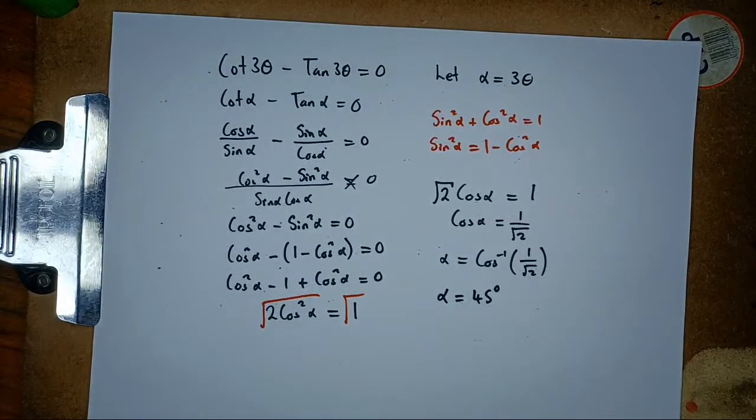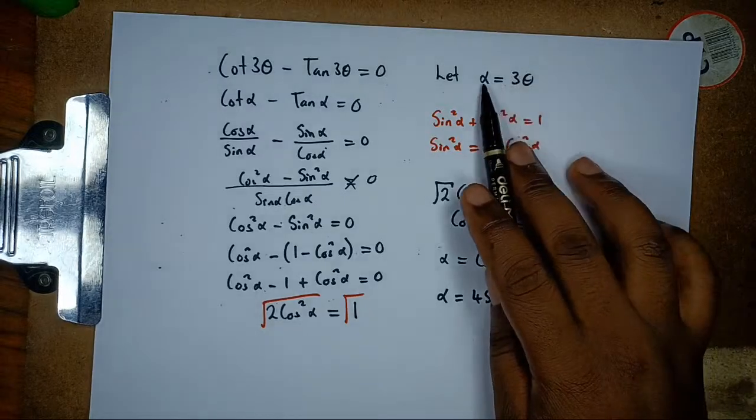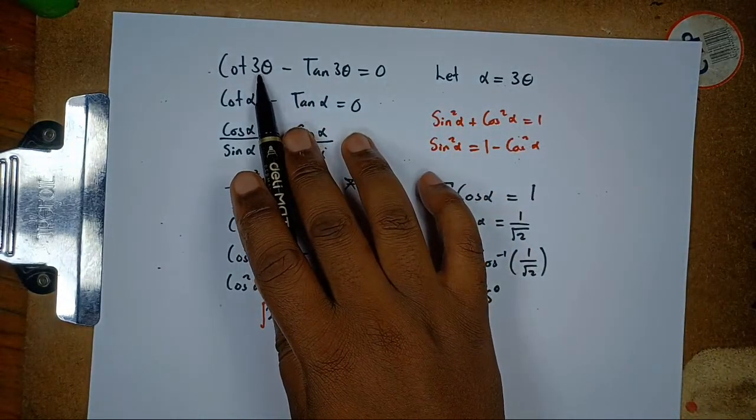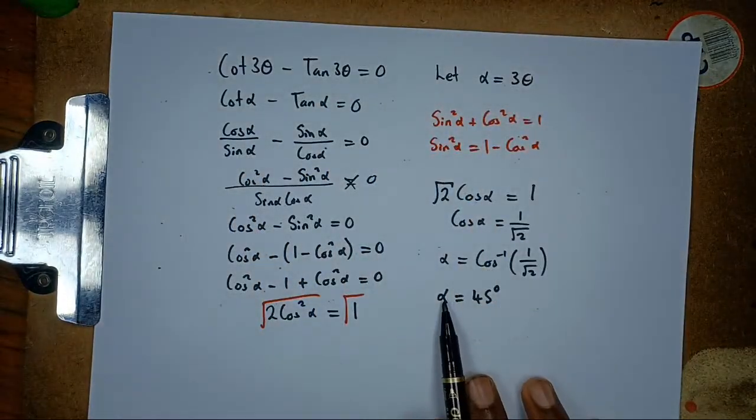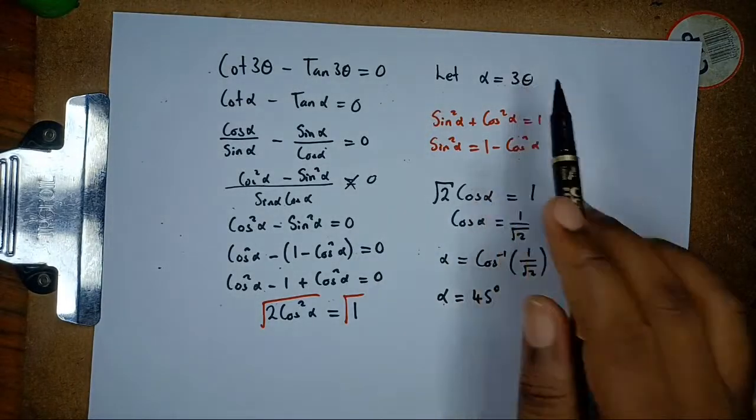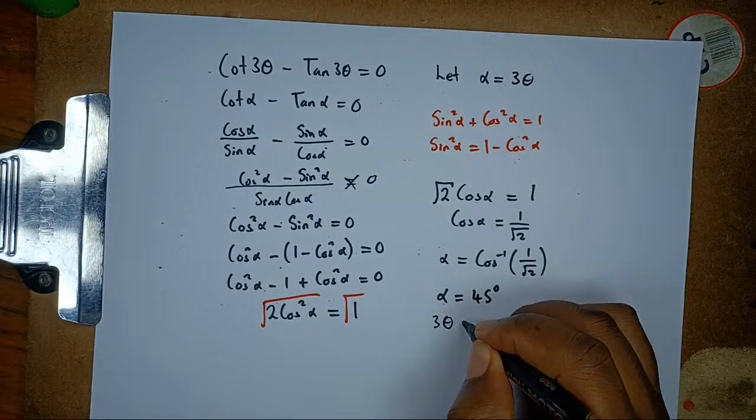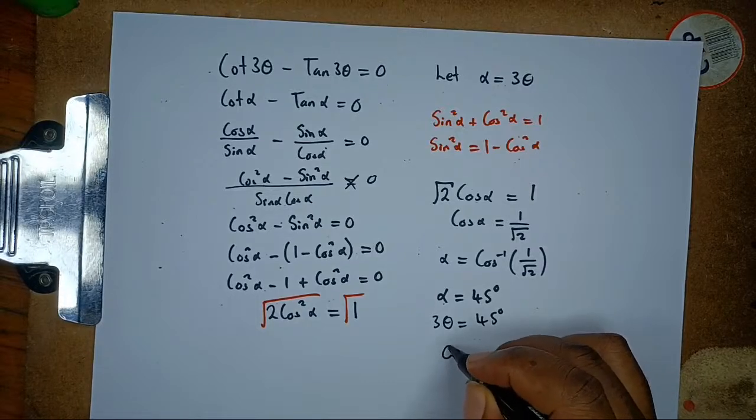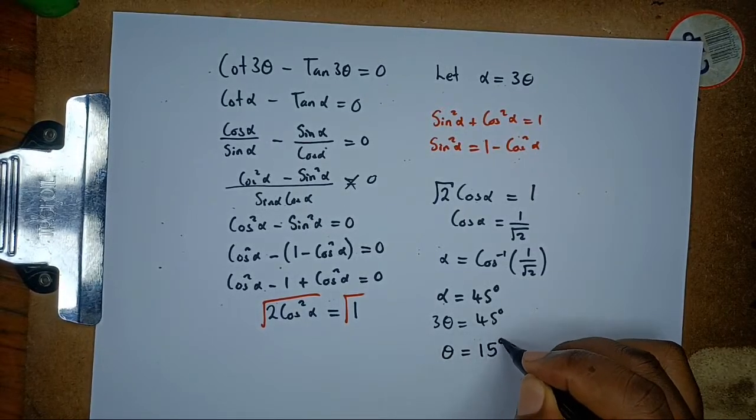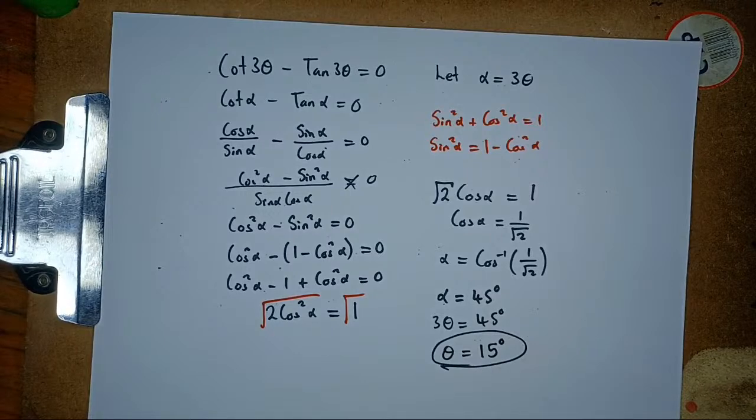Now, we are not looking for alpha, we are looking for theta. But remember, we made an assumption from the beginning. We said where there's 3 theta, replace it with alpha. So, in this case, where there's alpha, we're going to bring back 3 theta. So that we say 3 theta is equal to 45 degrees. Divide both sides by 3, hence theta, in this case, is equal to 15 degrees. So that's our solution. That's how we find it. So this is from the exam paper. This was question 11.